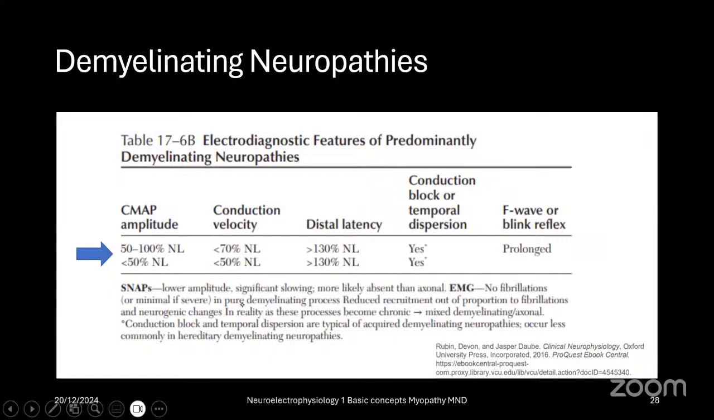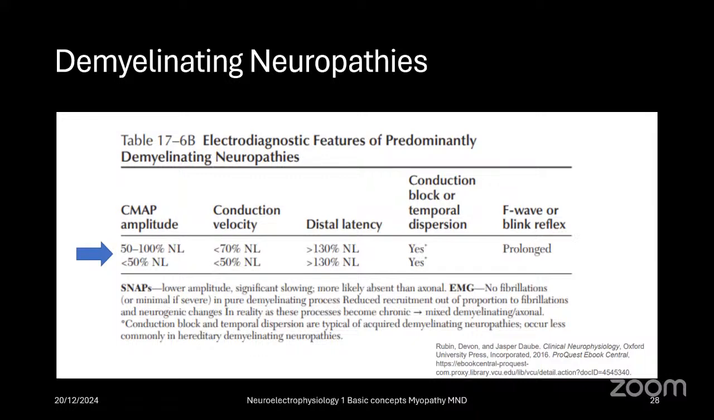Conduction velocity also less than 50% of normal. The distal latency more than 130% of normal. There may be conduction block, and there may be F wave latency prolongation. So whenever you do nerve conduction study reporting, first we pick up motor nerve conduction studies.